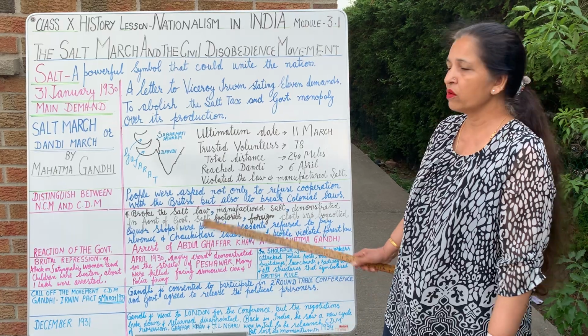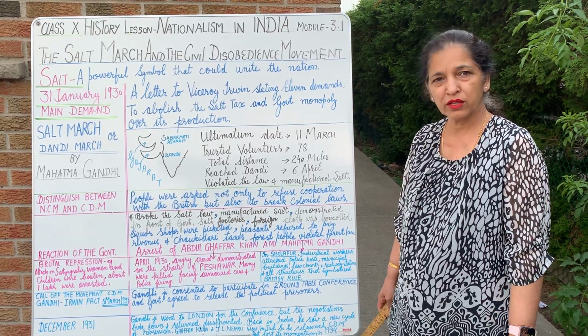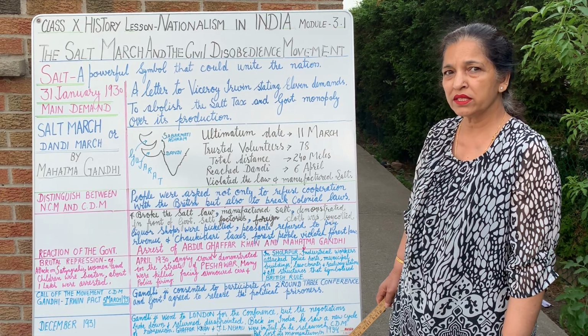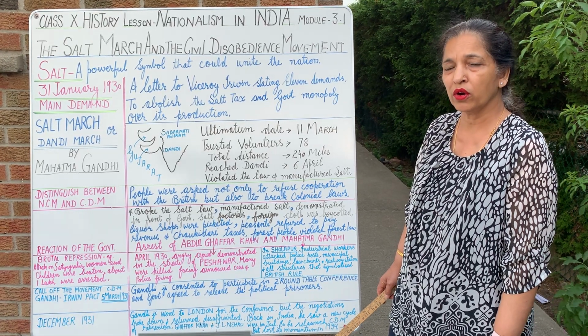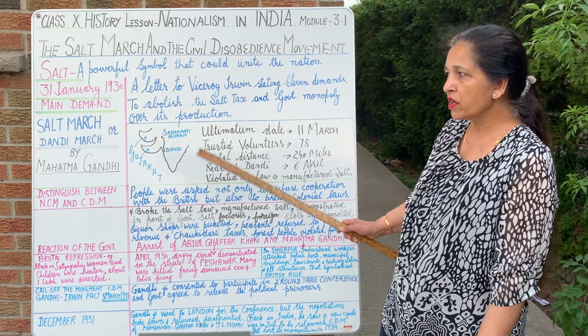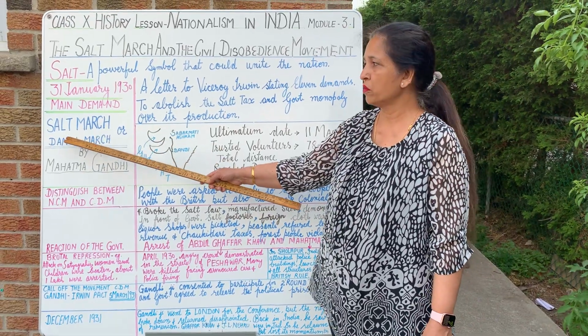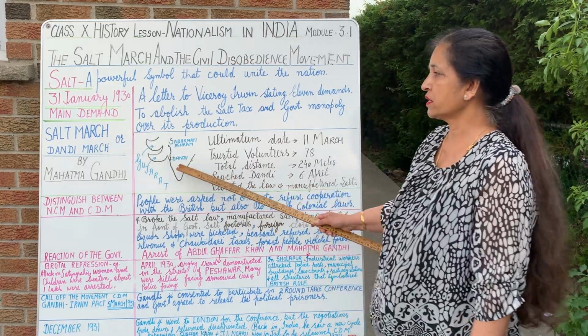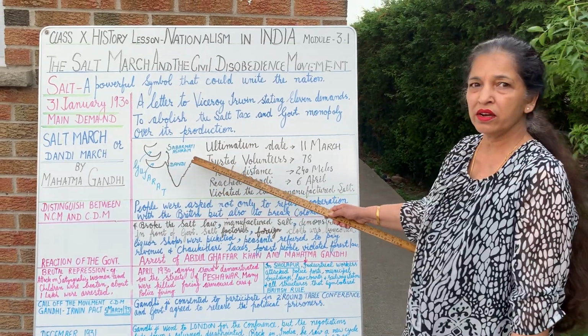Lord Irwin was not interested in negotiating. So Mahatma Gandhi started the Civil Disobedience Movement on 12th March, which is known as the Salt March or Dandi March. You can see the map I have drawn here.